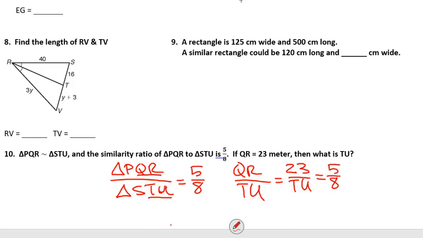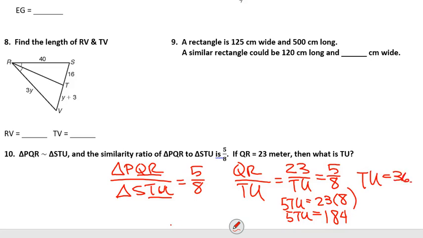We're going to cross multiply. That's going to be 5TU is equal to 23 times 8. And so 5TU is equal to 184. Going to divide 5 into 184. So TU is going to be equal to 36.8.